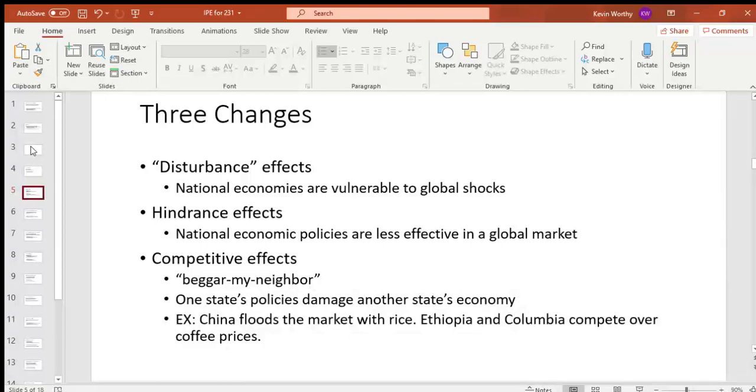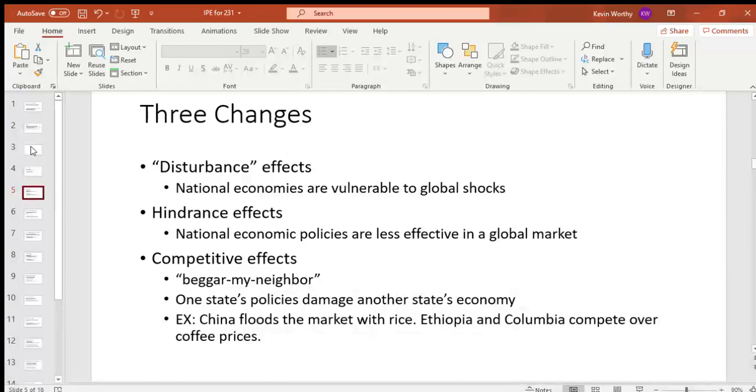The last part is a competitive effect, and we saw this in World War I, which had a very high level of use. What a state would do is intentionally take a policy that damaged another state, right? And when we talk about China, right, China knows that it has too much rice, and it knows that by dumping a lot of rice into the market, right, that's why we have anti-dumping laws, it's going to flood the market and it's going to decrease the entire economy.